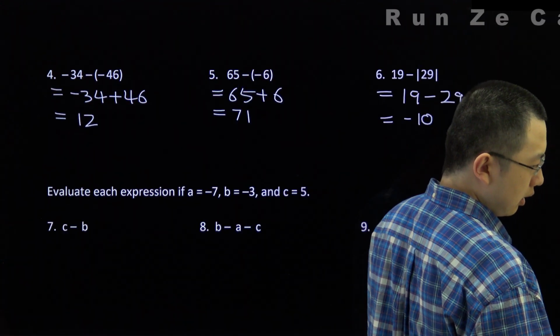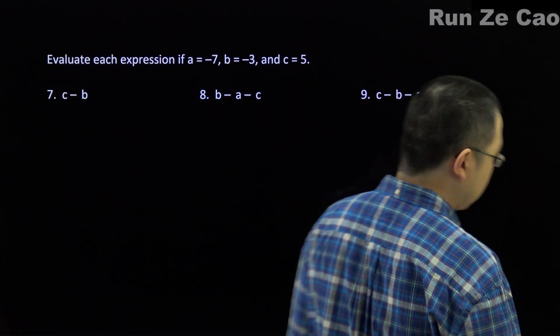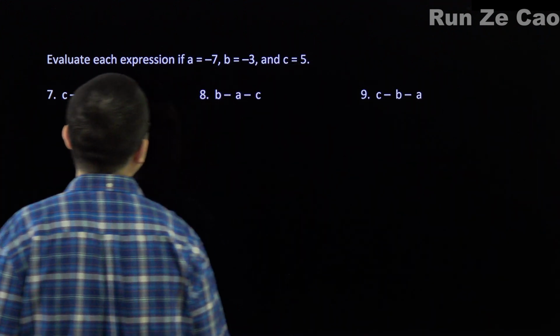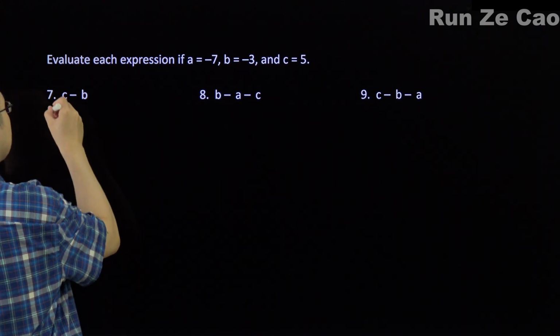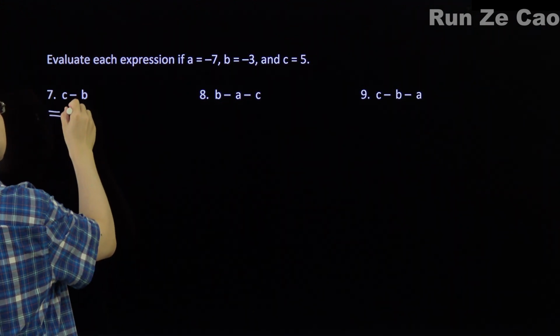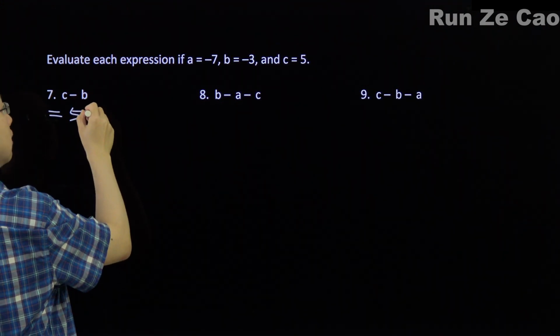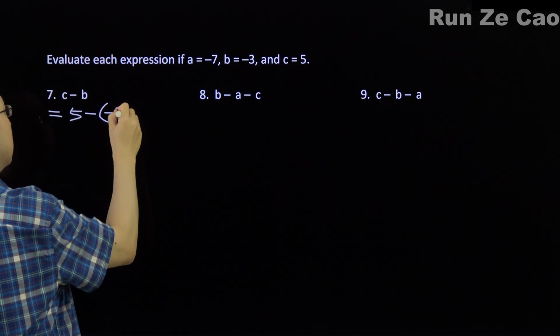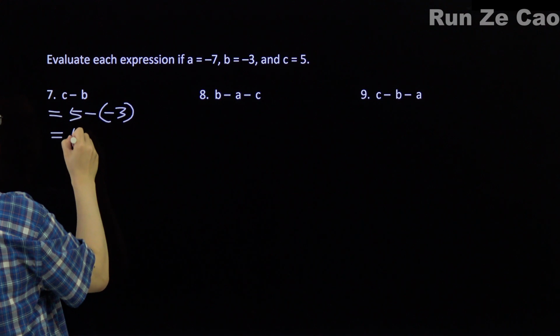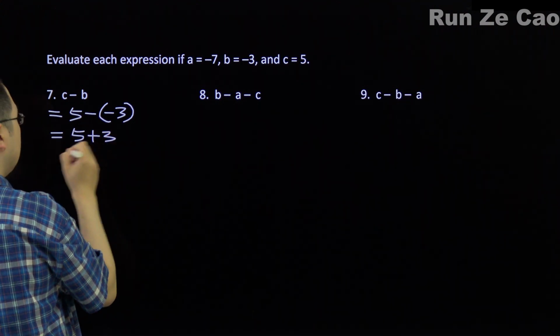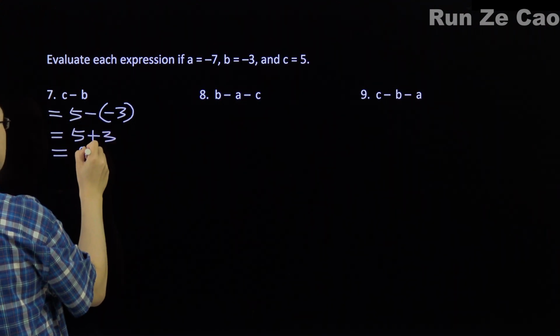Okay, let's evaluate each expression here if a is equal to negative 7, b equals negative 3, and c equals 5. Well, c equals 5, so c minus b, and b is negative 3, so there we go. 5 minus negative 3 is also equal to 5 plus 3, which is equal to 8.